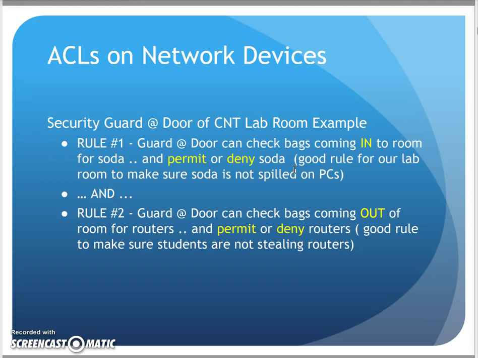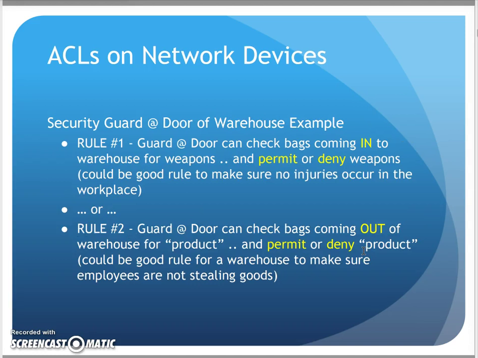But I can also turn around and write a second rule saying, hey, Mr. Security Guard or Miss Security Guard, as people are leaving the room, can you check the following? I want you to deny routers. So if they're trying to unbolt a router and take it out of the room, I want to deny them leaving the room with a router. And that would be a different rule. Up here is one permitting or denying stuff coming in, like soda coming into the room. And the other one is a separate rule of checking backpacks for routers leaving the room. So as I write an access list, I have different ways I can write it to permit or deny traffic going a certain direction. That's something else to keep in mind.